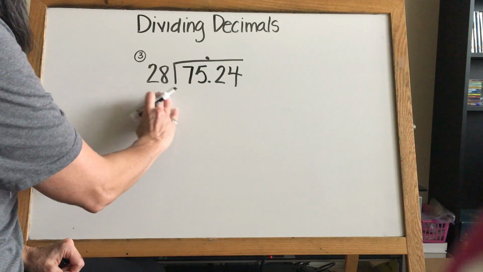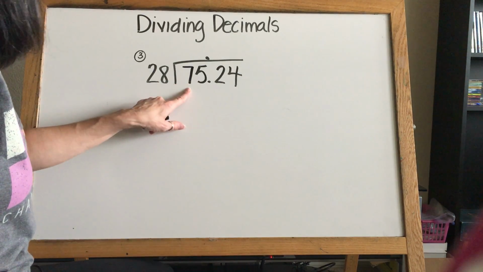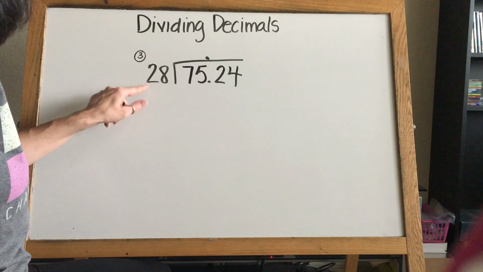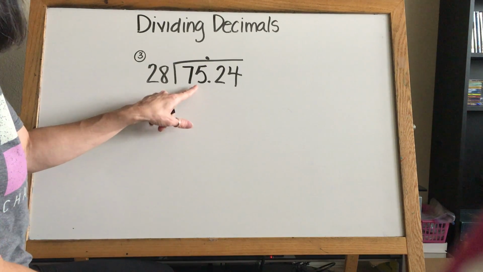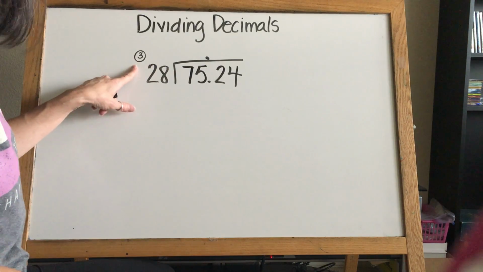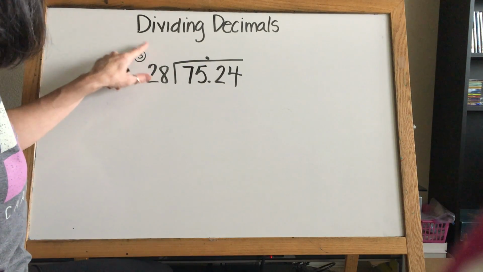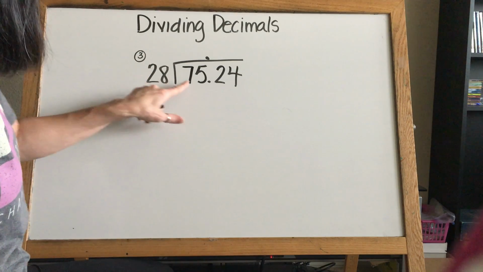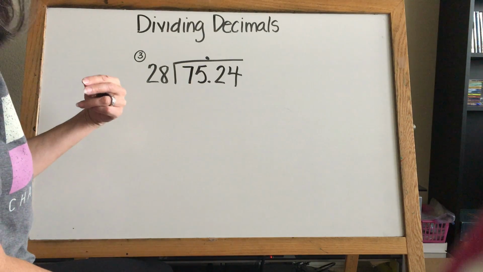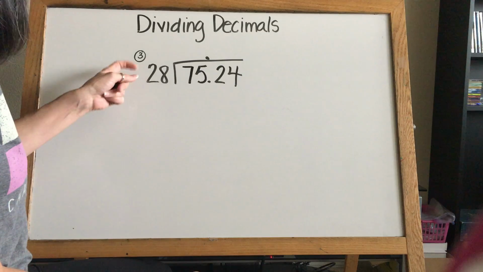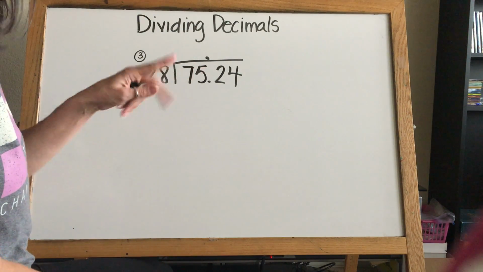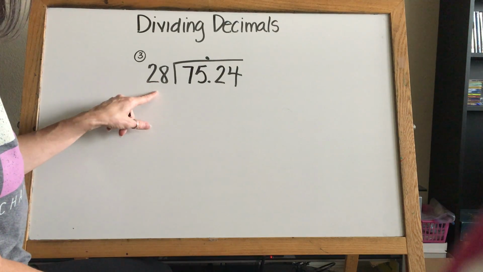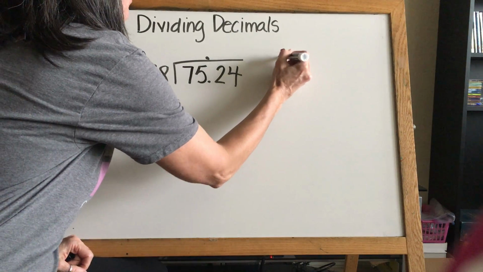Okay, so we first start out and we say, does 28 go into 7? Well, obviously we know it doesn't. Does 28 go into 75? Well, we know it does, but we're not sure exactly how many times. So that's kind of where our little friend comes in. So we say, about how many times does 3 go into 7? Well, 3 goes into 7 twice. So if 3 goes into 7 twice, we're going to start with that 2, and we're going to multiply our divisor by 2.